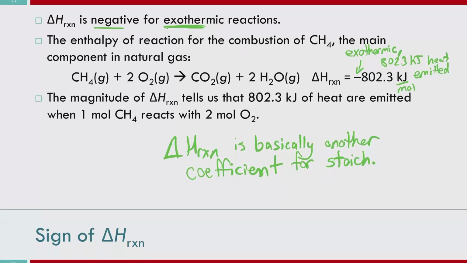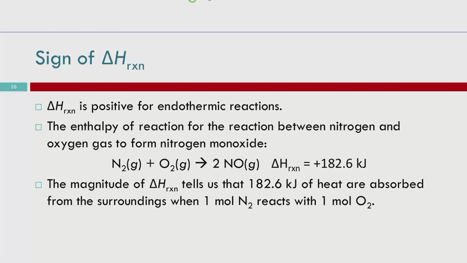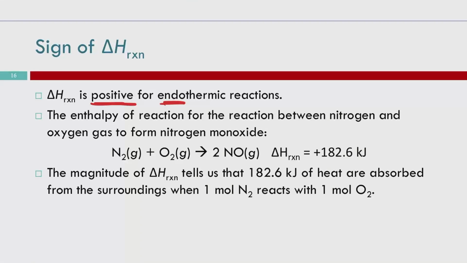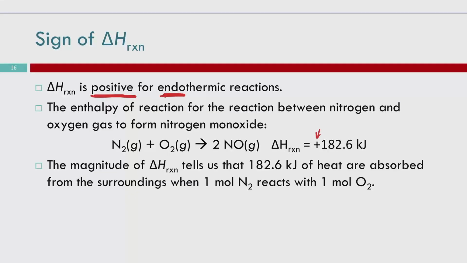We can also have a positive delta H. Delta H is positive for an endothermic reaction because heat is going in, heat is being absorbed. And we see that with this reaction between nitrogen and oxygen to form nitrogen monoxide. It's got a positive sign in front of it. If this shows up on an exam, probably on our final, you'd probably just see the number instead of having a plus in front of it. If there's no negative, it's positive.